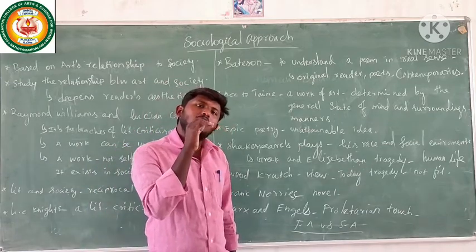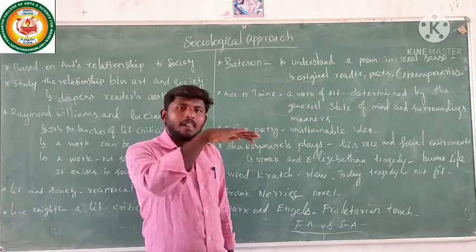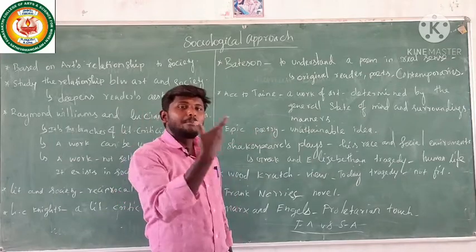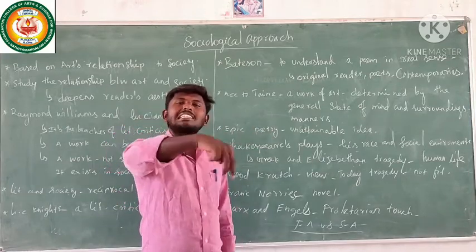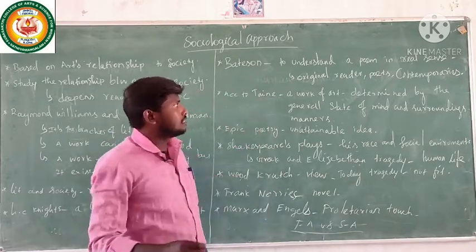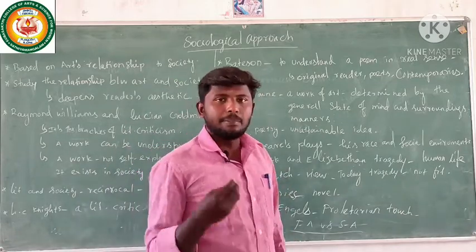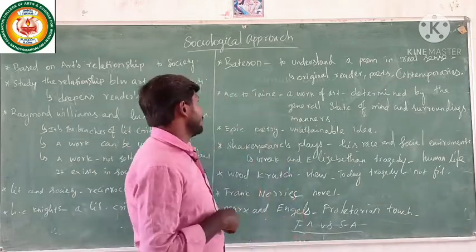In that we can find the root, the lineage among the literary work. We can find the theme among that, but particular three people we can find. That is what he is saying, that if you want to understand a poem in a real sense, we need to understand the original readers, the poets and the contemporaries. That is more important. He is strongly saying that.